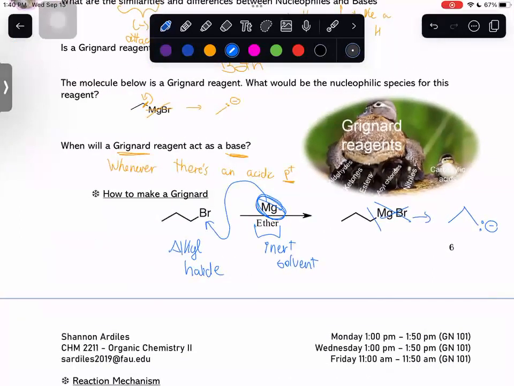Okay, so far, any conceptual questions on Grignard? We don't need to know the mechanism of how to make it. Just identify the main parts that you need: alkyl halide, magnesium, ether. It's just expected of you to memorize that part, but he's not going to ask you to show the curved arrow mechanism for this.